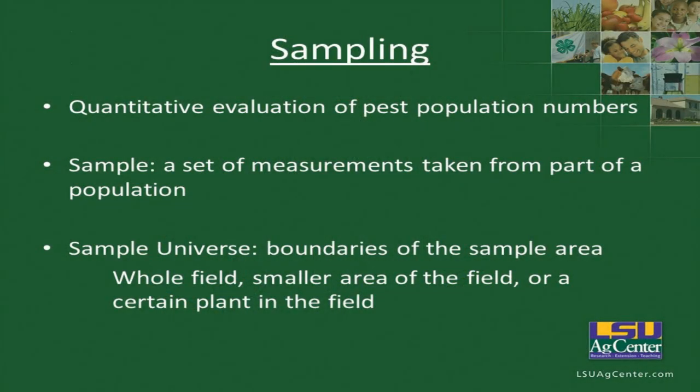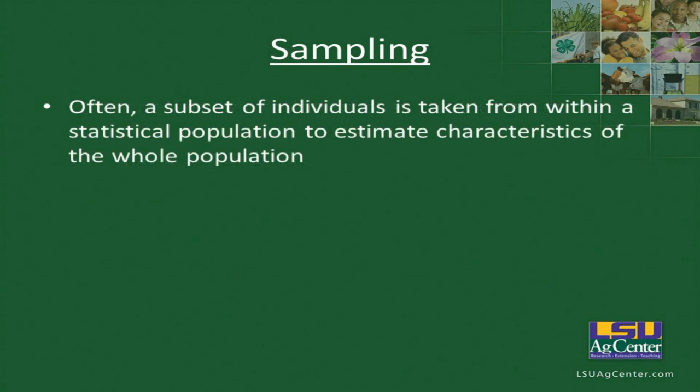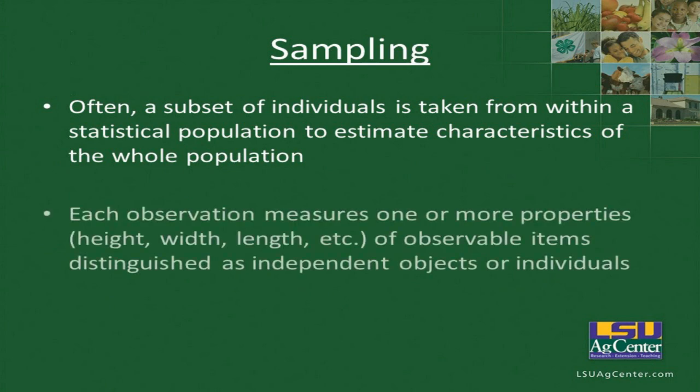So our sampling universe, in other words, is the boundaries of the sample area. This could be the whole field in some parts of the program. They could be a smaller area of the field or a certain plant in the field. This is often a subset of individuals to make a statistical population to estimate characteristics of a whole population, and each observation measures one or more properties. So in other words, what you're doing is taking a segment of a field, determining how many insects are in there.